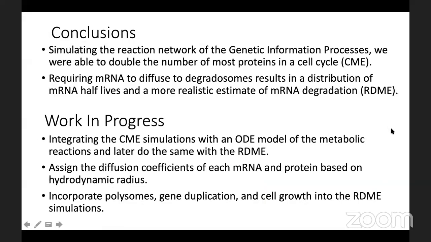And so in conclusion, we were able to simulate the reaction network of genetic information processes for the minimal cell and double the counts of most proteins over the course of a cell cycle for the CME. And requiring the mRNA to diffuse to degradasomes definitely results in a distribution of half-lives and a more realistic estimate of mRNA degradation. And so, work in progress, we are working on integrating our CME simulations with an ODE model of the metabolic reactions, and we'll later do the same with the RDME.